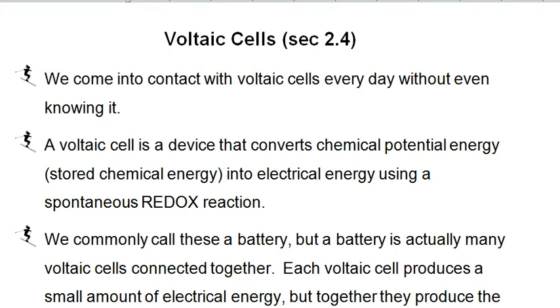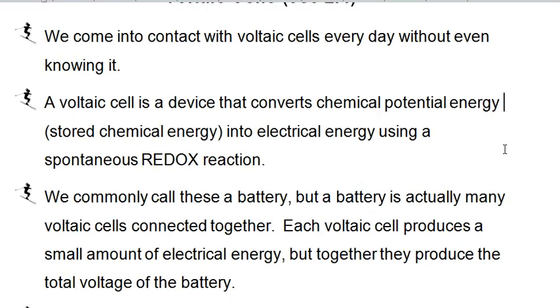And each cell has its own use. So let's start by looking at these voltaic ones. You may not know, you probably don't know, that you come into contact with these all the time. In fact, right now, everybody here has a voltaic cell on their person. Everyone has one on their person. Because I'm pretty sure everybody in here has a cell phone, and that little battery in the cell phone is a voltaic cell. It's what we use as a battery. We call it a battery.